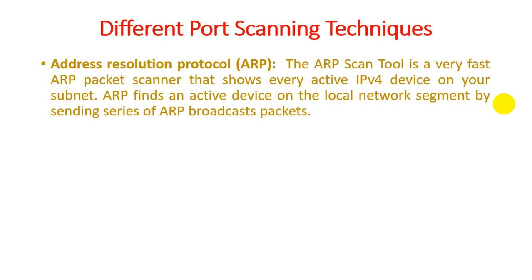ARP, or Address Resolution Protocol, finds active devices on the local network segments by sending a series of ARP broadcast packets. As we mentioned, these are ARP broadcast packets, which means no destination is fixed. They are just broadcasting packets. Those who accept those packets are open ports. Through this technique, they can find which computer segment is activated and which is not, because if they are accepting packets, it means they are active on the internet.